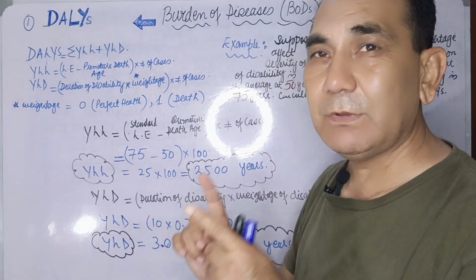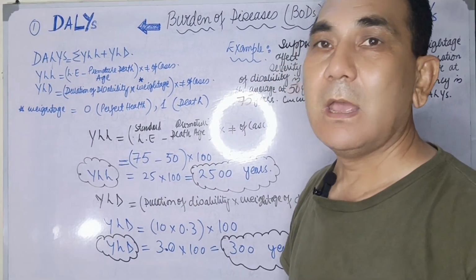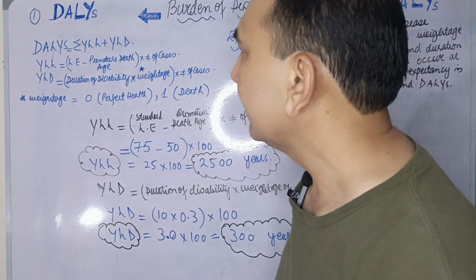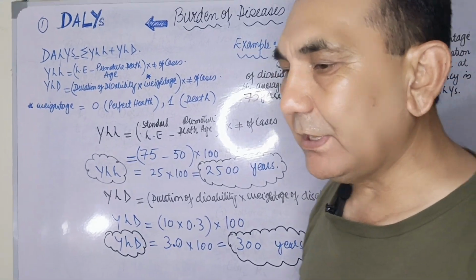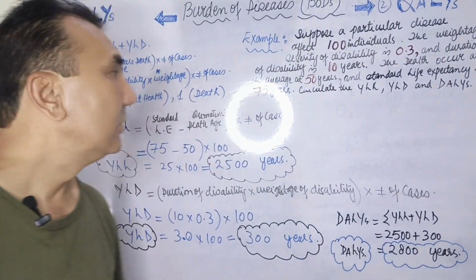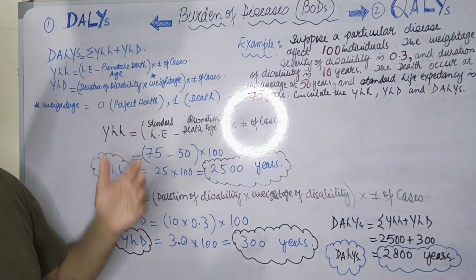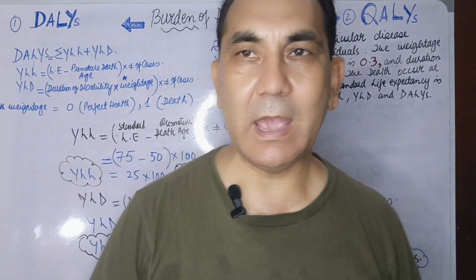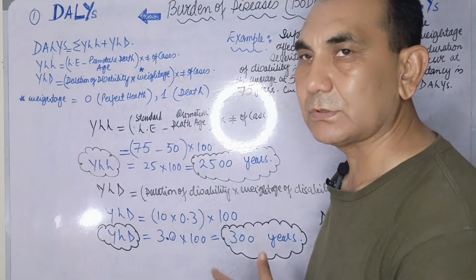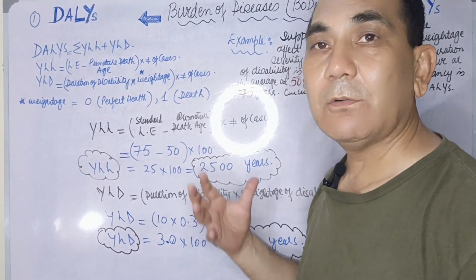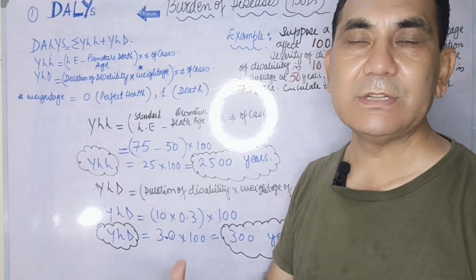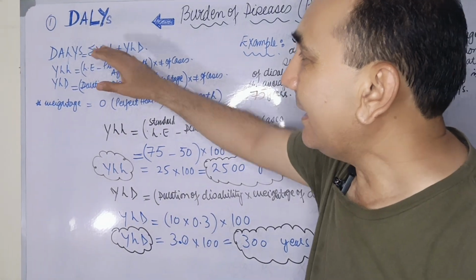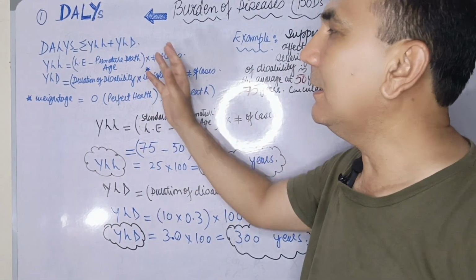In today's lecture, we only learned about the DALYs, and in the next lecture we will learn the QALYs, how to measure the QALYs. The DALYs is the combination of two measurements, YLL and YLD. It measures the quantity and the quality of life lost due to any disease, disability, or injury-related disease.